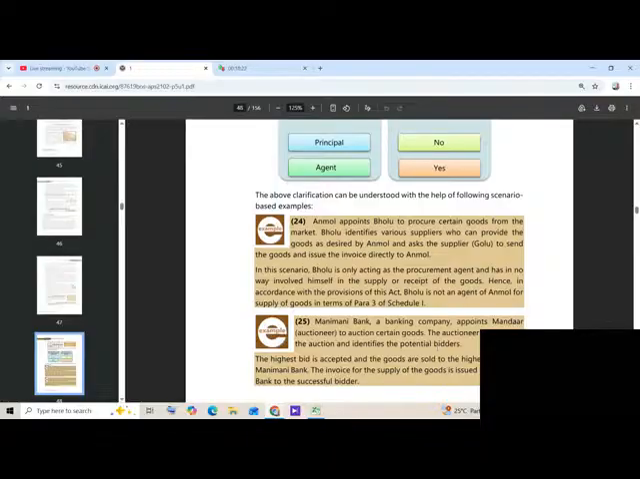Example 24. Anmol appoints Bholu to procure certain goods from the market. Bholu identifies various suppliers who can provide the goods as desired by Anmol and asks the supplier Golu to send the goods and issue the invoice directly to Anmol. In this scenario, Bholu is only acting as the procurement agent and has in no way involved himself in the supply or receipt of the goods. Hence, in accordance with the provisions of this Act, Bholu is not an agent of Anmol for supply of goods in terms of para 3 of schedule 1.